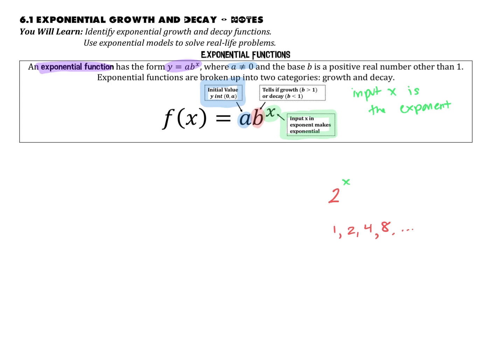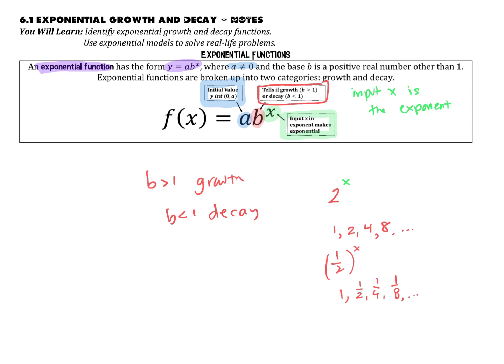So if b, and it says this right here, if b is greater than 1, then we're talking about growth. Now let's pretend that b is less than 1. Let's just pick a number like 1/2, and we're plugging in x's. If I plug in 0, I get 1. If I plug in 1, I get 1/2. If I plug in 2, I get 1/4. If I plug in 3, I get 1/8. All of these numbers are getting smaller, and that's why if b is less than 1, we get decay.